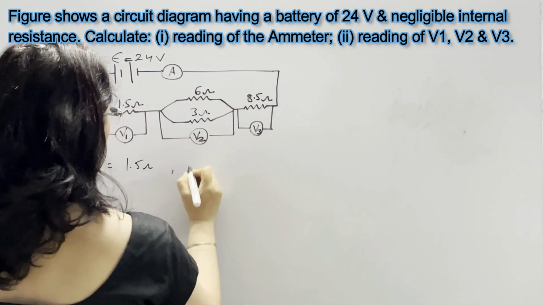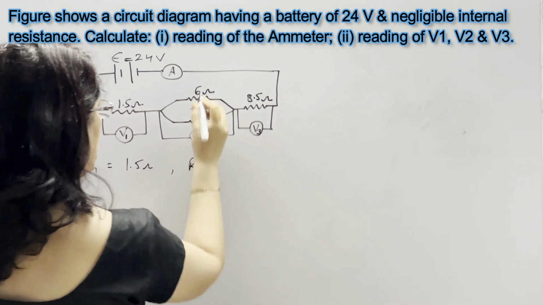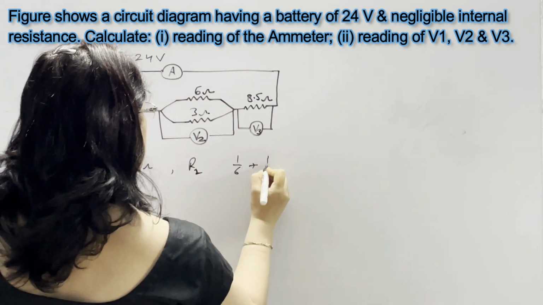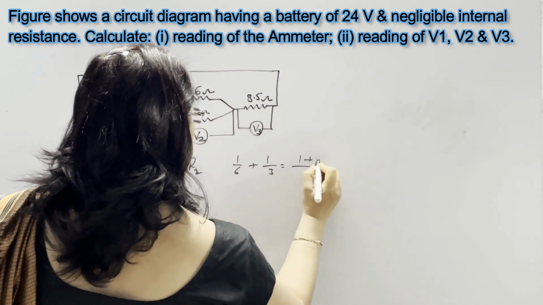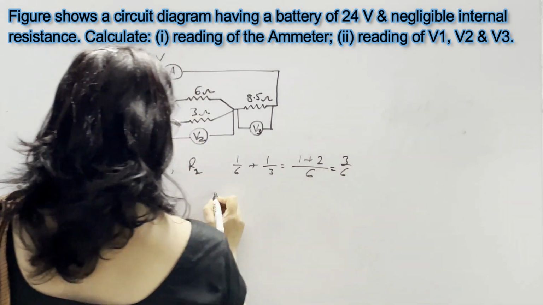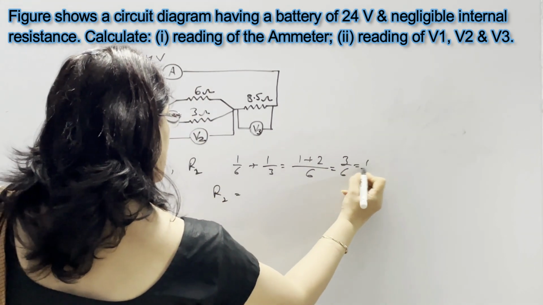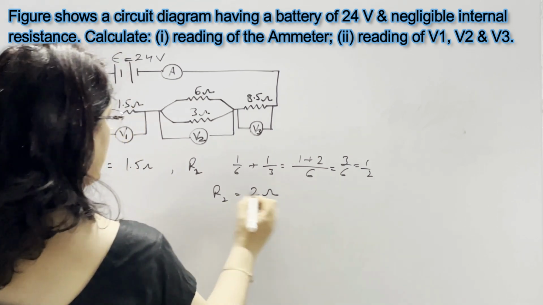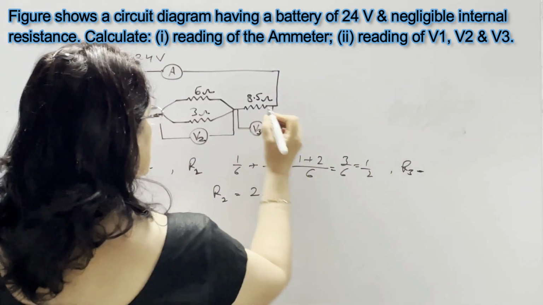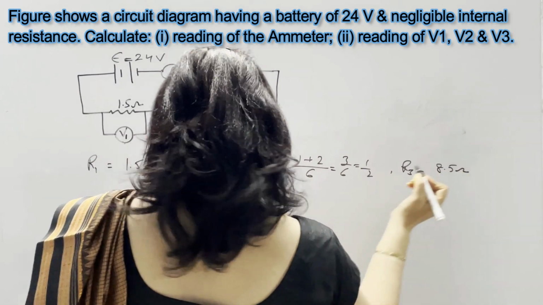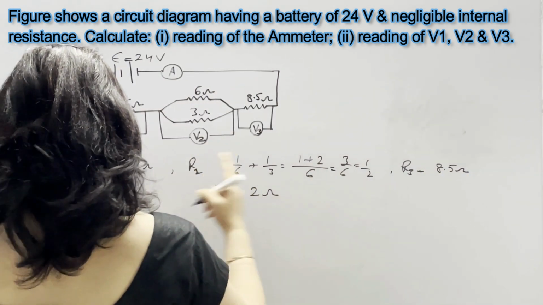R2 is the parallel combination. For calculation of R2, the parallel combination of 1 by 6 and 1 by 3: LCM is 6, then 1 plus 2, it means 3 upon 6. So R2 is equal to 1 upon 2, it means 2 ohm. Value of R2 is 2 ohm and next R3 is this resistance which is of value 8.5 ohm. These are the three resistances.